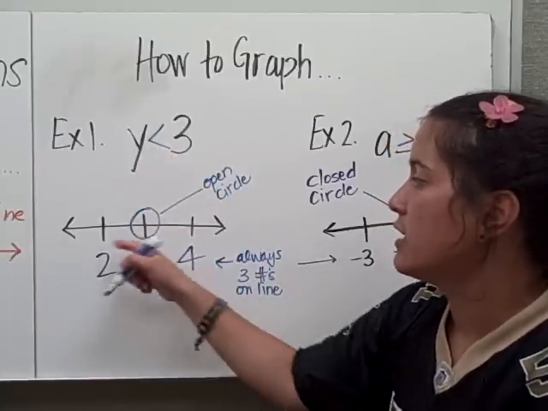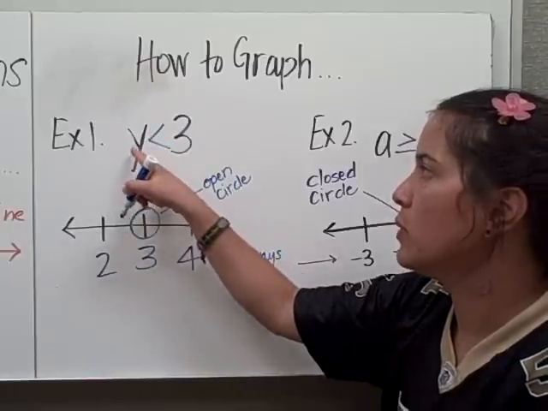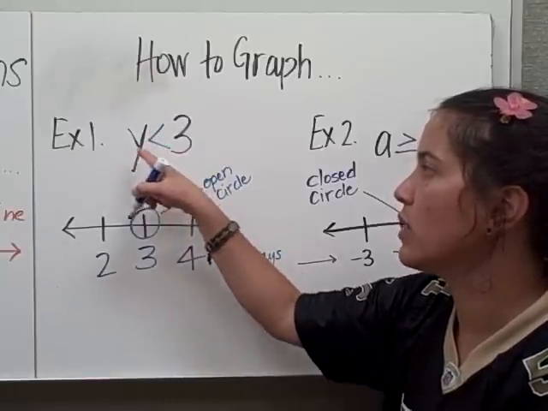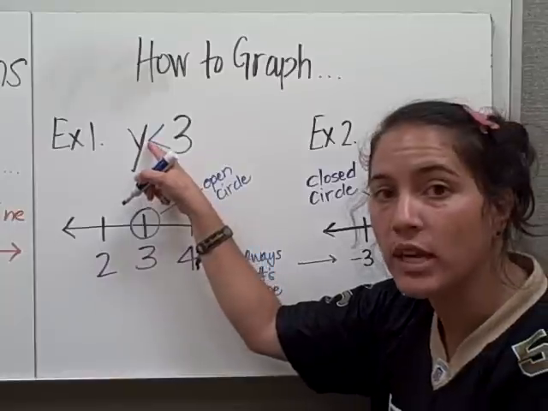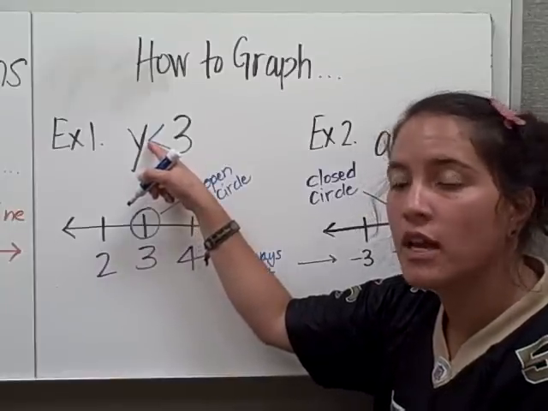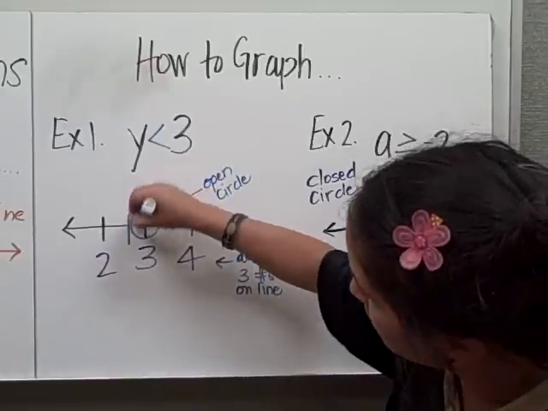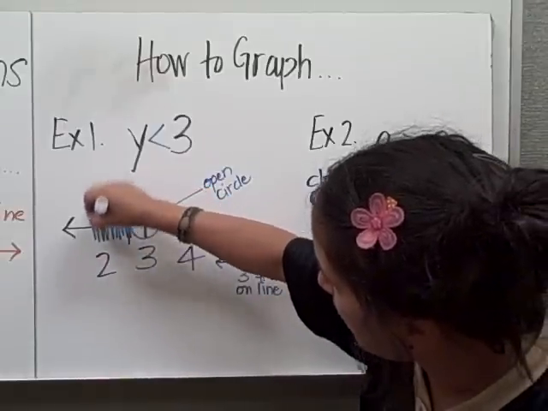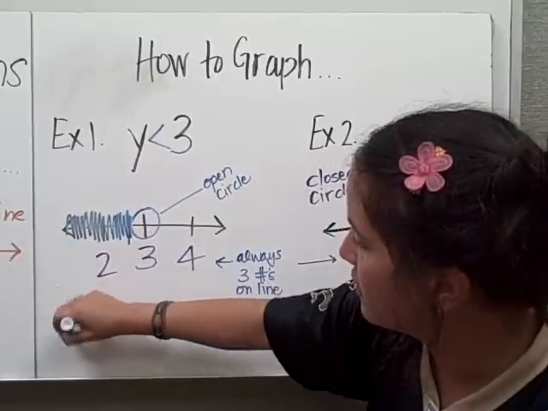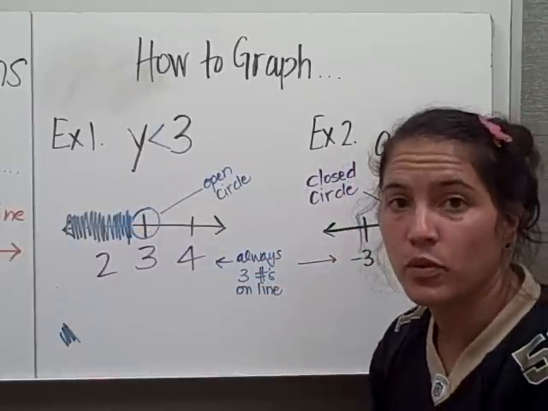Then we need to shade. So let's talk about the variable. The variable is less than 3. Y is less than. It's next to the point, which means smaller. And if the variable is next to the point, we're going to shade smaller, so we're going to shade left. So we just shade a number line to the left. And that's an example of graphing.